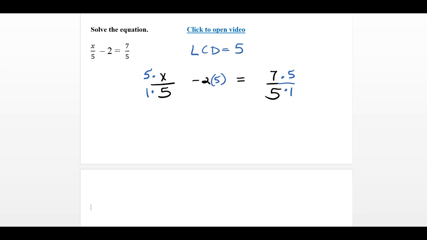So quickly dividing my denominators out, 5 divides into 5 once, so that leaves me with 1 times x, which is x. Then I have the subtraction of 2 times 5, which is 10, equals 5 divides into 5 once, and 7 times 1 is 7. After adding 10 to both sides, the solution to the equation is x equals 17.